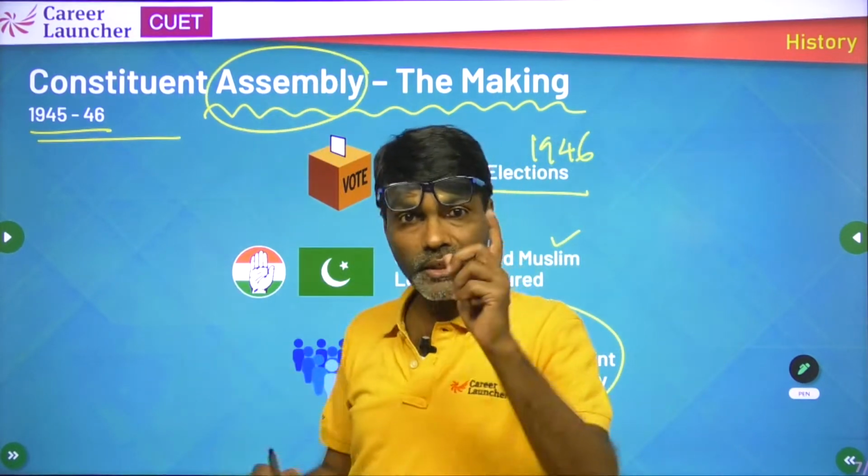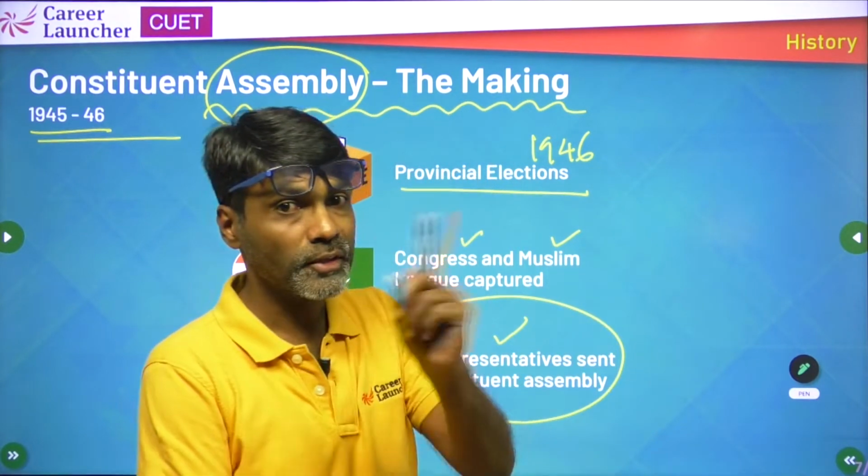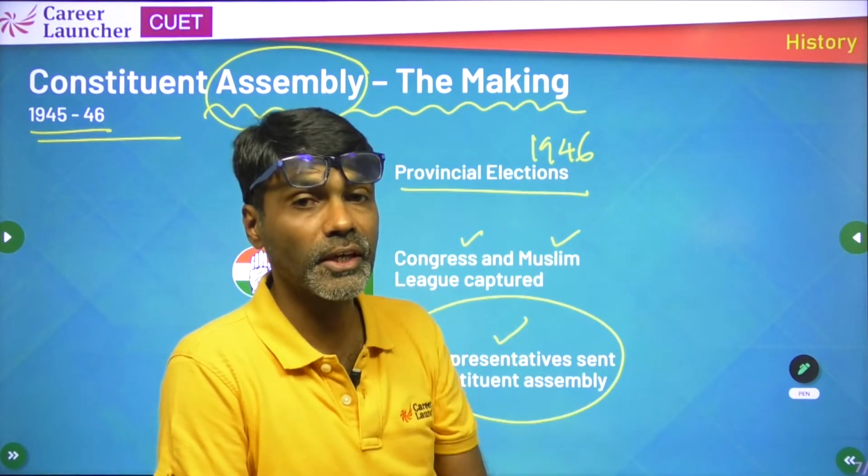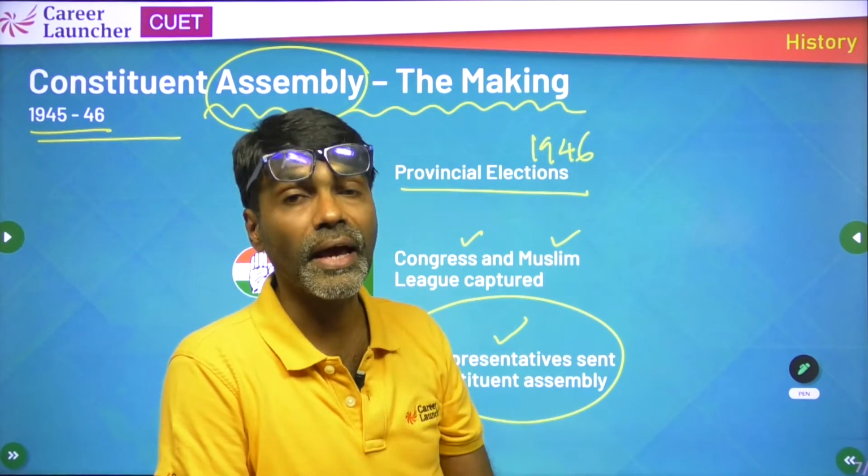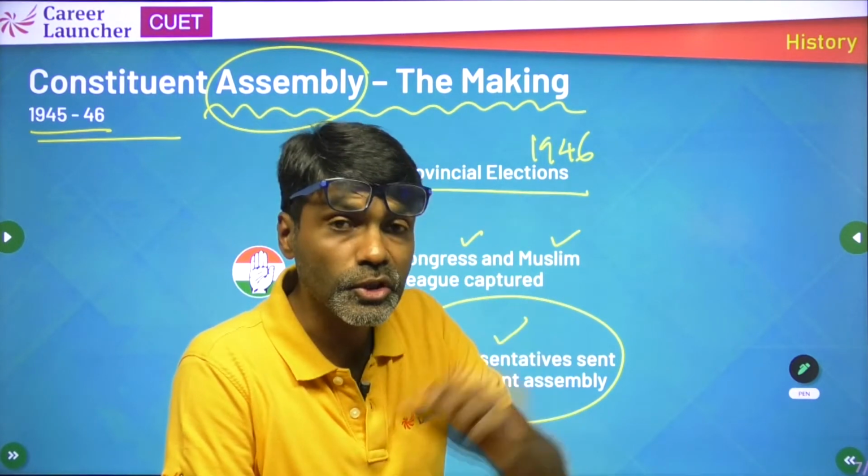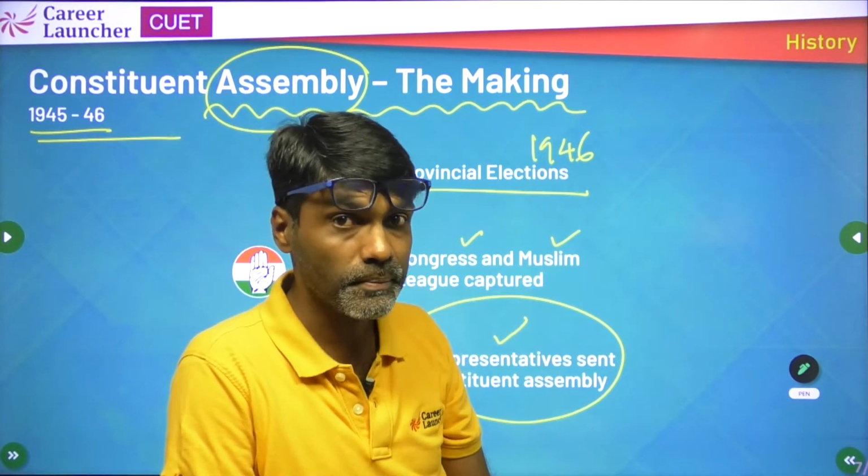So the first 300 members of the Constituent Assembly were not chosen directly by the people of the country, they were representatives chosen after the provincial elections by the provincial assemblies. ठीक है, आगे चलते हैं.